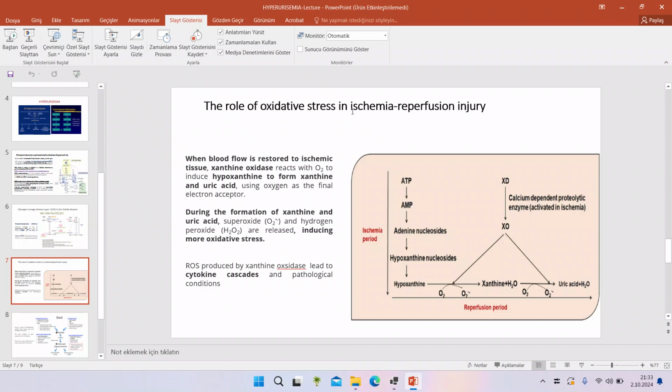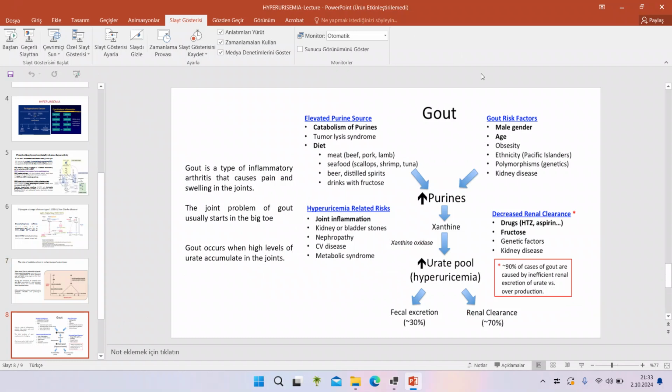And during ischemia and reperfusion, there are two pathologic situations. First is increased uric acid concentration, and it also produces oxygen radicals and hydrogen peroxide.